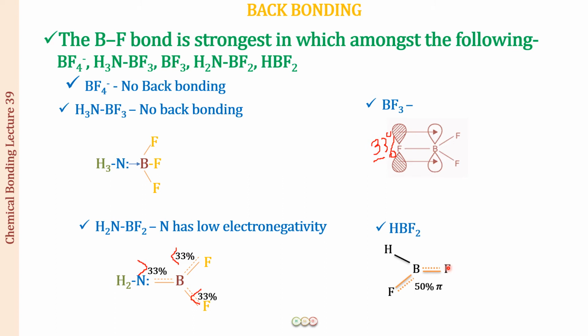So out of all these, well, in BF4 negative there was a single bond. In here also it is a single BF bond. Here we have 33% double bond character of the BF bond. Here it is going to be less than 33% character, and here it is 50% character. And the stronger the partial double bond character of the BF bond, the stronger the bond. It is going to be the strongest. So the correct option is going to be HBF2.